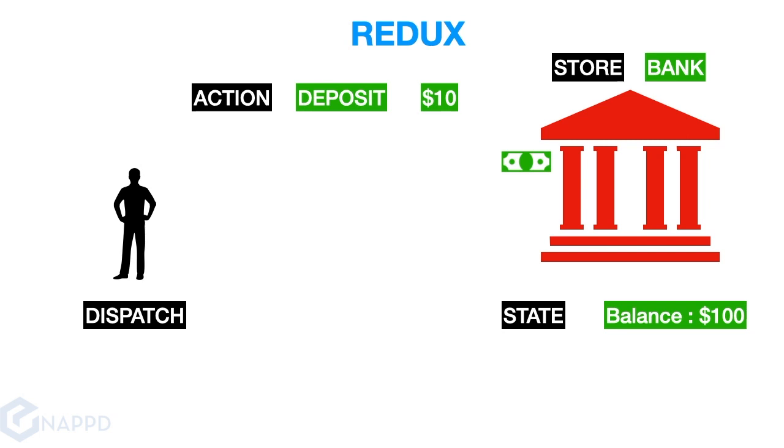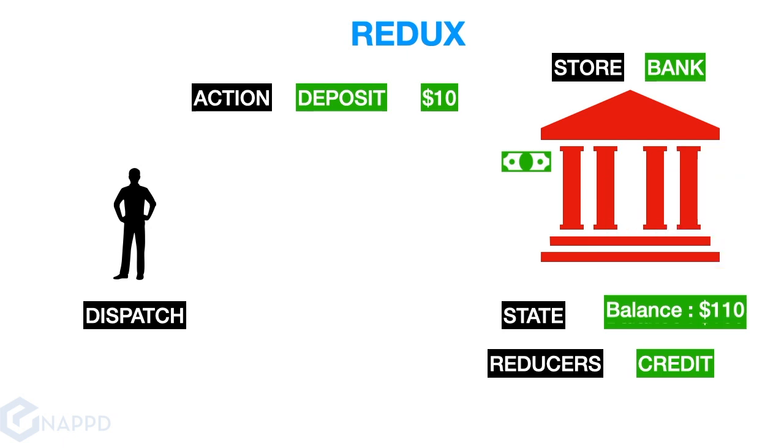Now the bank has some procedures like credit procedures, which we will call reducers in Redux terms. Now you can see with any deposit action of $10, the balance becomes $110. So this is an update to a new balance, or you can say a new state.